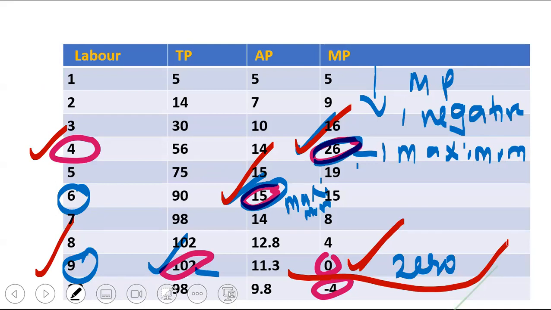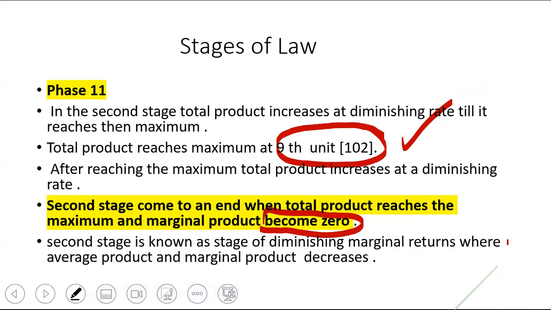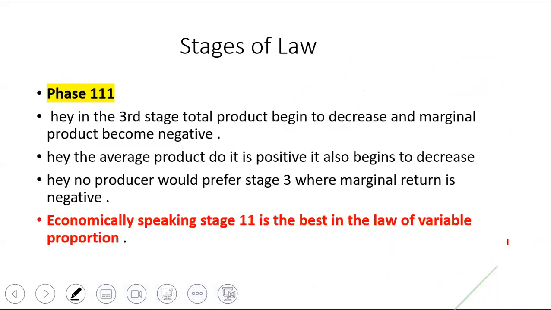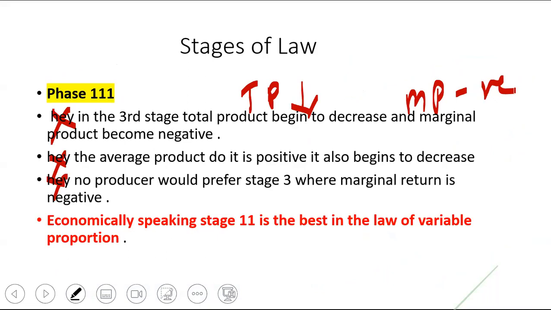Third stage: ma'am, what is happening? Third stage, TP decreases, MP becomes negative. Look, third stage, I told you don't bother about this noise. I told you this is the voice captured by the laptop. Third stage, TP decreases and MP becomes negative. I hope you are able to understand.